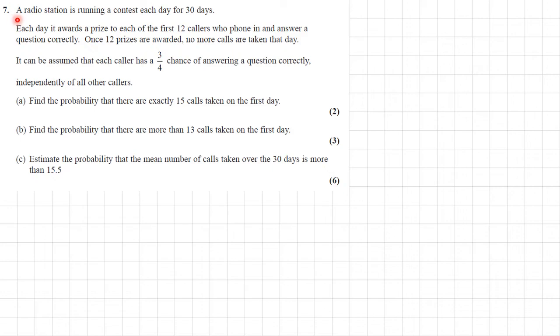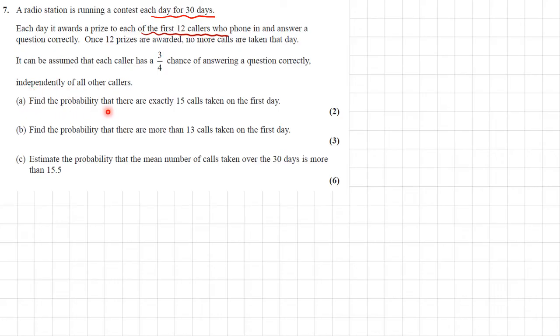Question 7. A radio station is running a contest each day for 30 days. Each day it awards a prize to each of the first 12 callers who phone in and answer a question correctly. Once 12 prizes are awarded, no more calls are taken that day. It is assumed that each caller has a 3/4 chance of answering a question correctly, independently of all other calls.